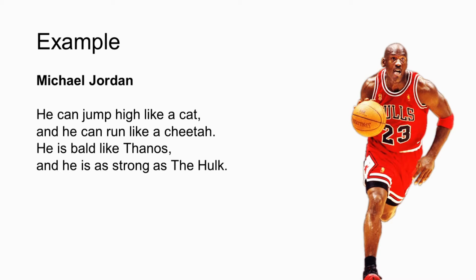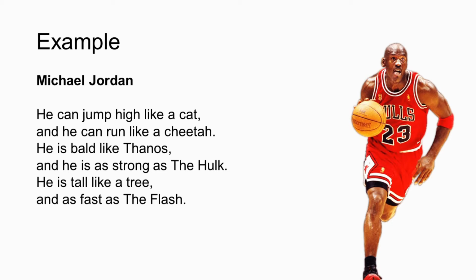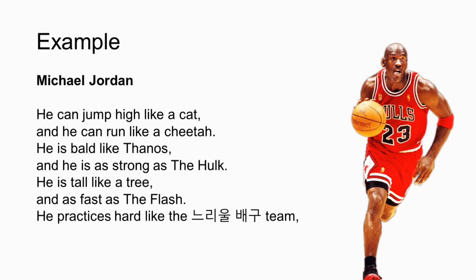He is tall like a tree. And as fast as the Flash. He practices hard like the New York basketball team. And he has a lot of money like Bill Gates. Okay, this was my poem about Michael Jordan. You can see I use the phrases like a and as strong as, as fast as. I want you to do the same.